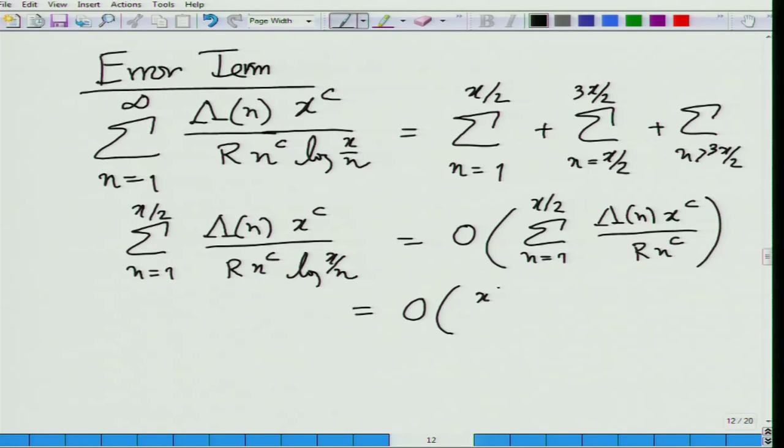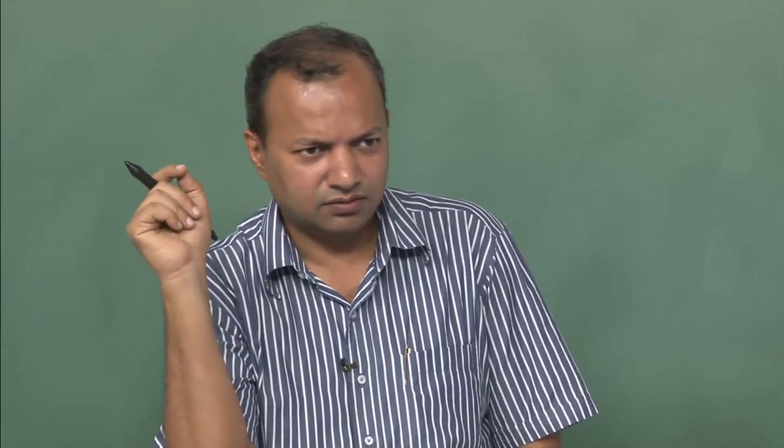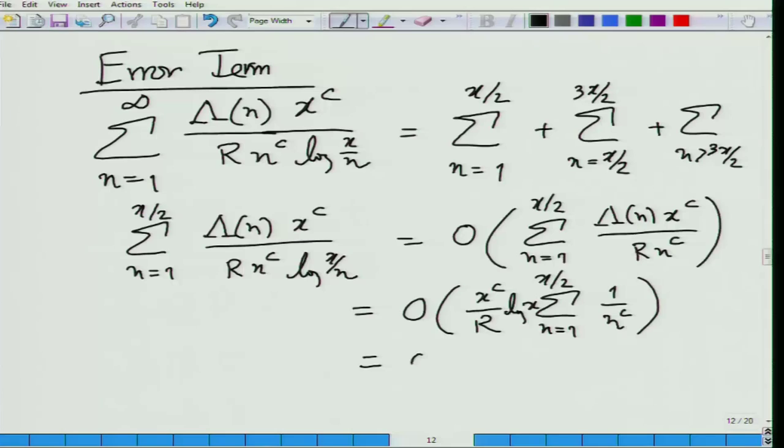And this we can just write as x to the c by r times the summation n going from 1 to x by 2. Well, lambda n we can replace by log n at the most, or make it even simpler, lambda n is always less than or equal to log x, so take that out also, times 1 by n to the c. And this sum is what? Well, c, remember, is greater than 1. So when c is greater than 1, this sum actually converges. The sum over n going from 1 to infinity of 1 by n to the c converges to some constant value. So it is just this.